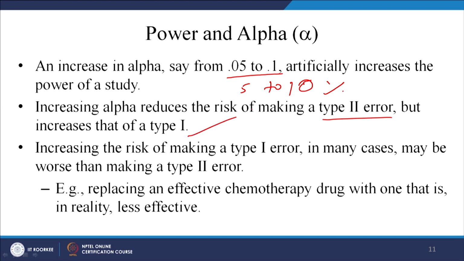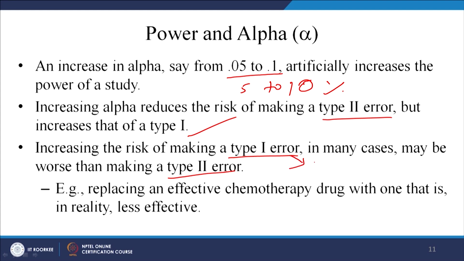Increasing the risk of making a type 1 error in many cases may be worse. Now this is interesting. What is it saying? Increasing the risk of making a type 1 error in many cases may be worse than making a type 2 error. Now which condition is this? Let us go back.